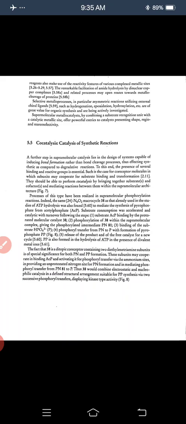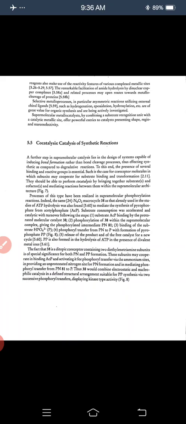First is the substrate acyl phosphate binding by the protonated molecular catalyst. Second is the phosphorylation of the catalyst within the supramolecular complex, giving the phosphorylated intermediate PN. Third is the binding of the substrate HPO4 2-, where P means phosphate, and fourth is phosphoryl transfer from PN to P with formation of pyrophosphate, PP. In the figure below we see that. And fifth is release of the product and of the free catalyst for a new cycle.